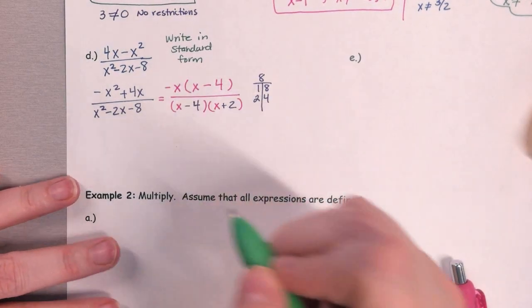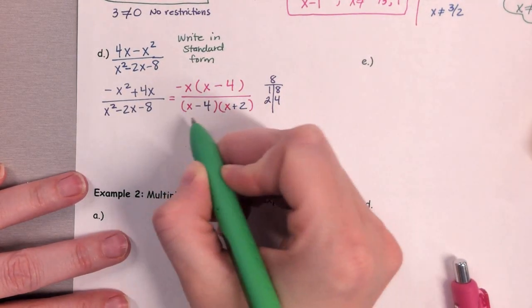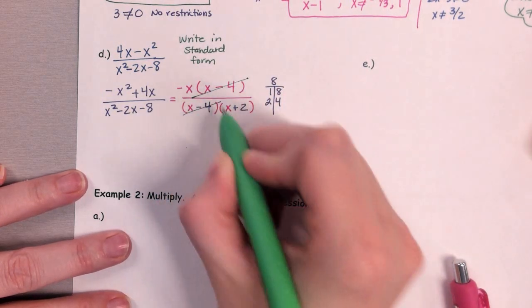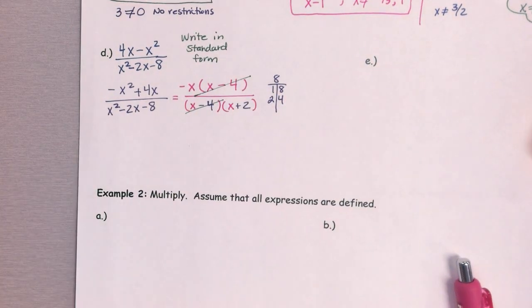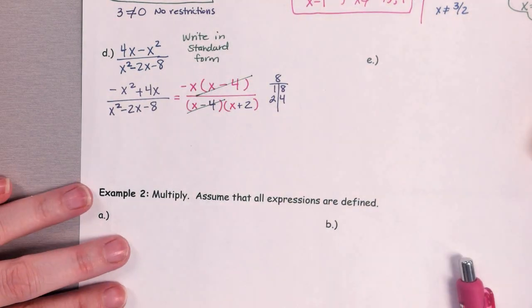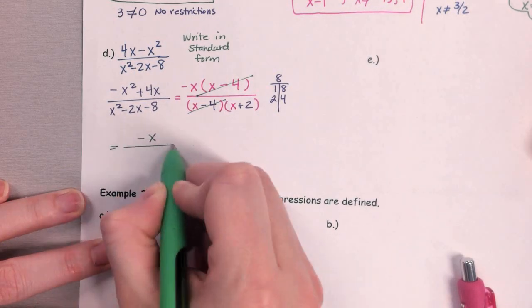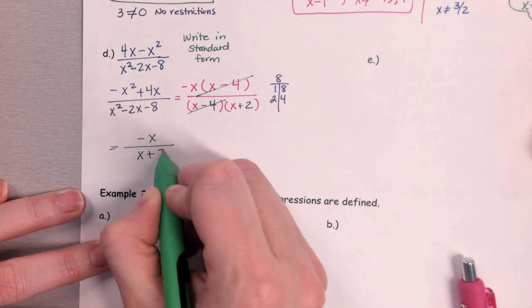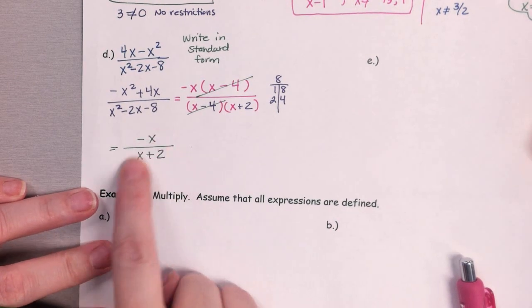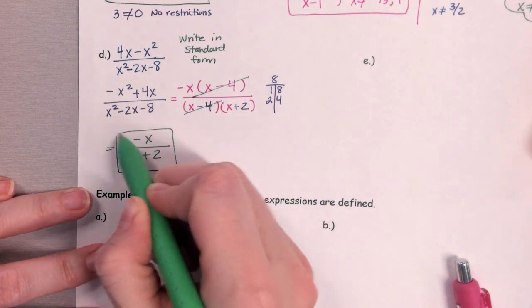Okay, so then let's cancel out. Because see how this is multiplied and this is multiplied? That's why we can cancel out. So x minus 4 divided by itself is 1. 1 times anything is just itself. So this is going to be negative x on top over x plus 2. Again, this is plus, so do not cancel those out. You cannot cancel here. You can only cancel when things are being multiplied.